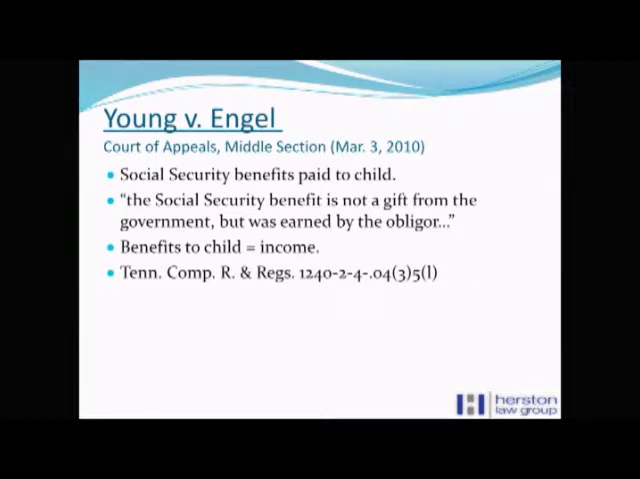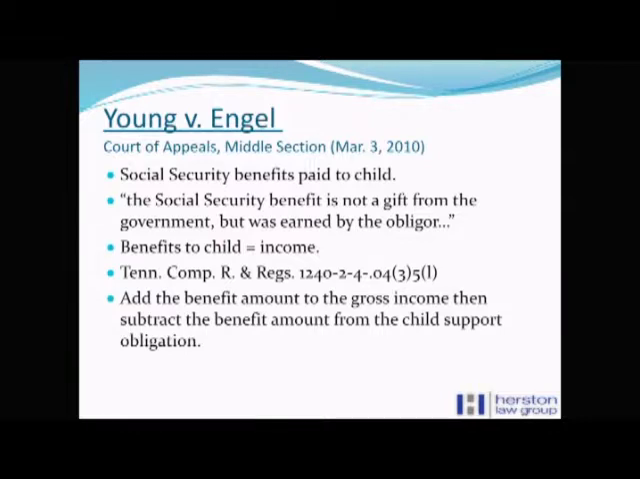Just to recap how this works. First, the amount received must be added to the obligor parent's gross income. So on this side, it's added in, and then it must be subtracted from the child support obligation, dollar for dollar. Some states do that differently. In Tennessee, we do that dollar for dollar. So that's how the court tells us to calculate that income. It gets factored into both sides of the equation.